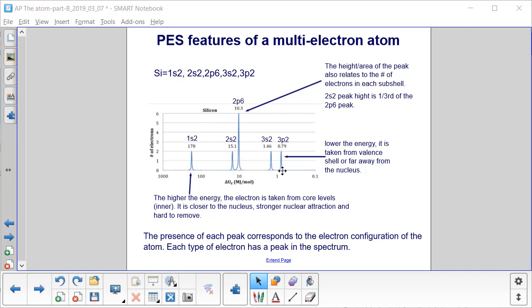And then finally, the lower energy peak, these are the electrons in the valence shell, or those that are farther away from the nucleus. The presence of each peak corresponds to the electron configuration. Each type of electron, that means each subshell where electrons can reside, has a peak in the spectrum. So we just use the electron configuration 1s2, 2s2, 2p6, 3s2, and 3p2.